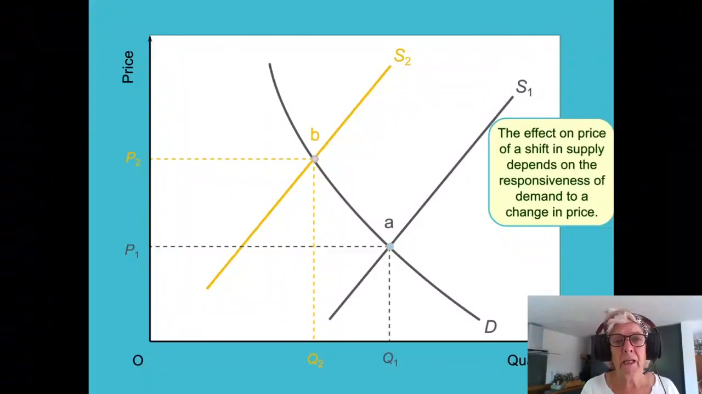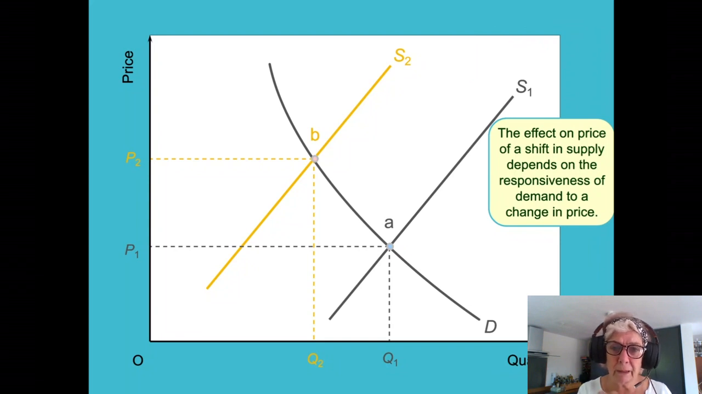This video leads on from the previous one where we learned about what is meant by elasticity, and in particular we learned about price elasticity of demand. Hopefully now we understand some of the things that can cause demand for a good to be either elastic or inelastic.